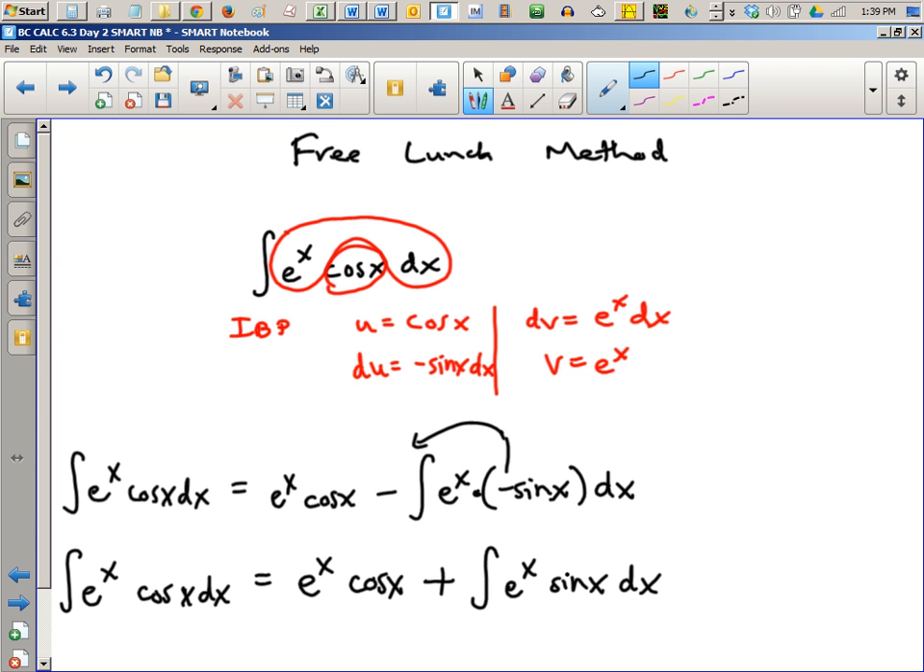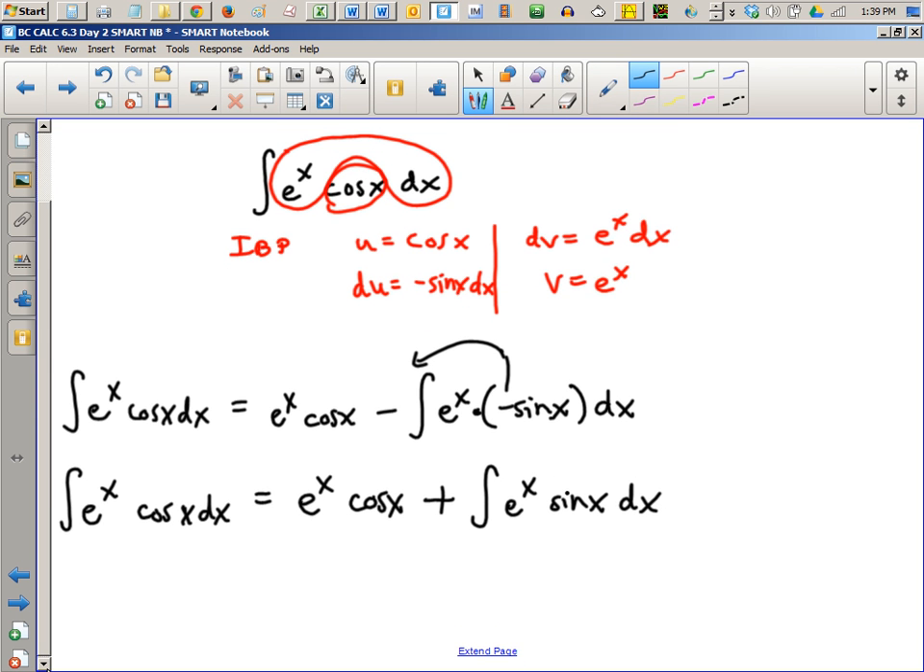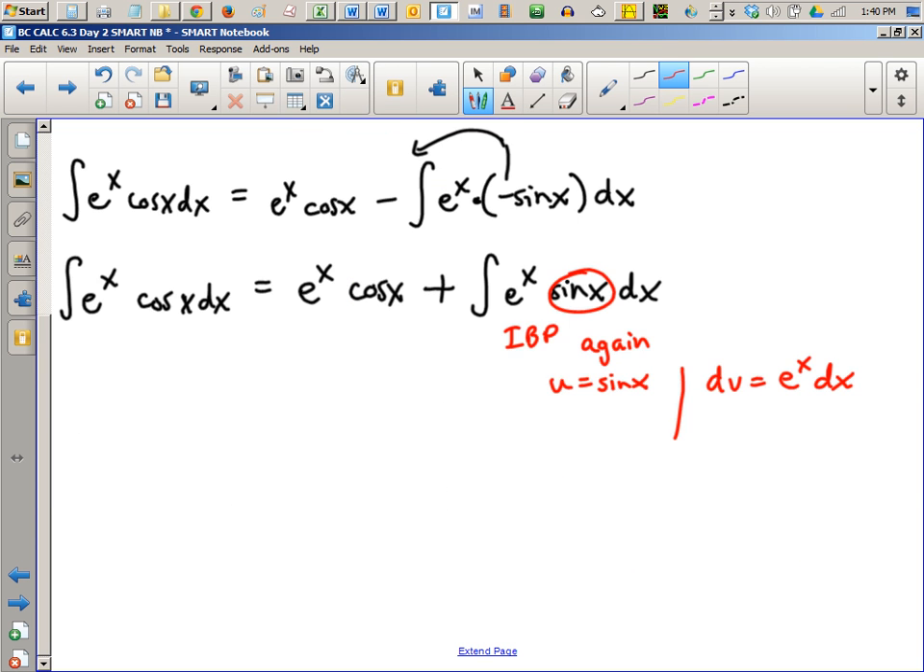I am in no better shape than I was when I started. Now I've got to solve the integral e to the x sine x. This is no better than the original problem. It's equally bad. All right, let's try it again. I guess we'll do another iteration of IBP. Here we go. IBP again. Again, I'm going to pick u to be my sine x, dv to be everything else, e to the x dx.